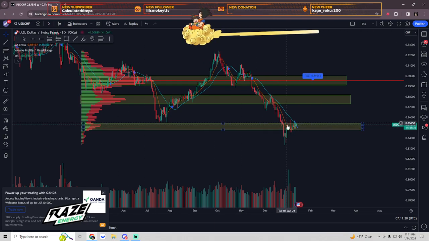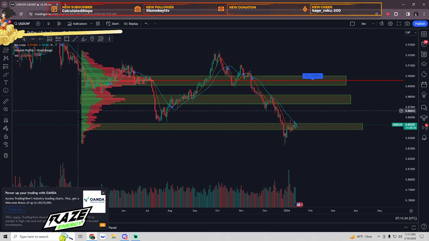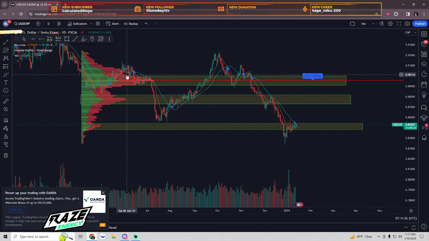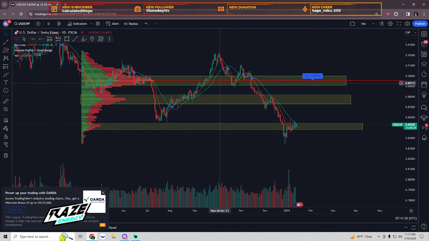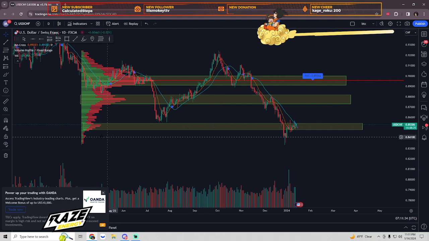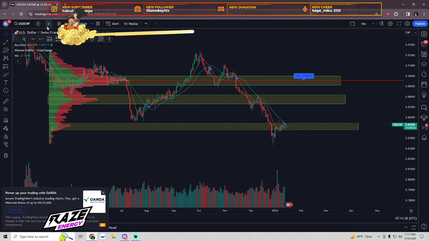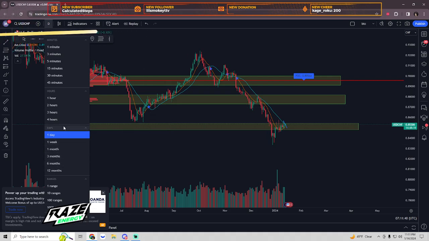Now, the reason why I like these areas is they're my points of interest, so I marked them off on the chart. So I put these green boxes to outline wherever they land. So that's my daily. Go down to a 4 hour.